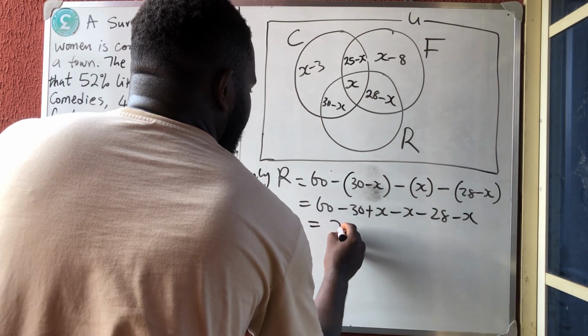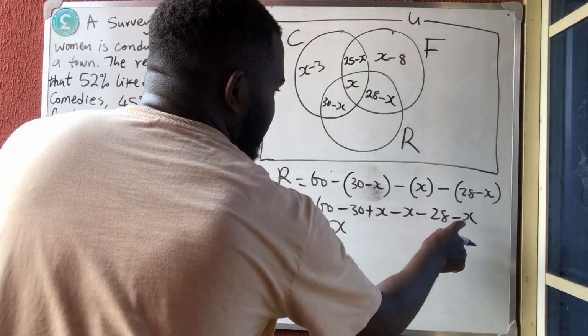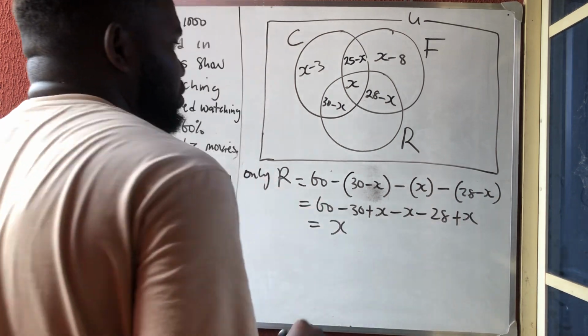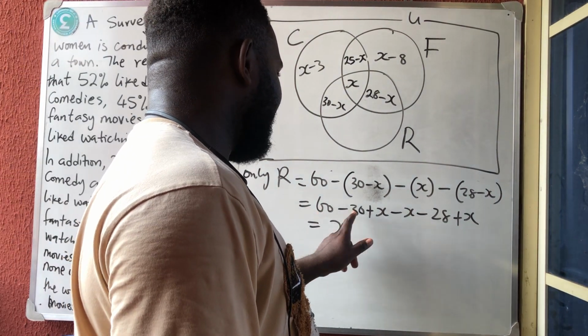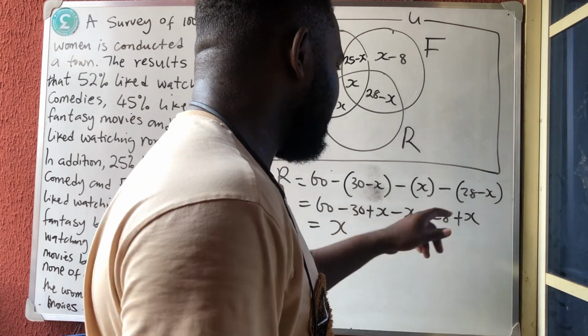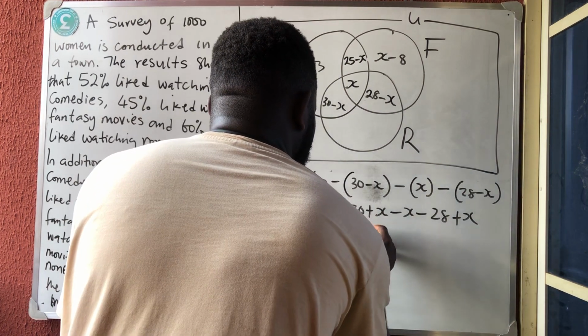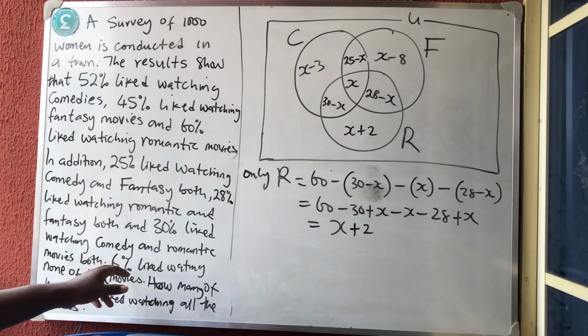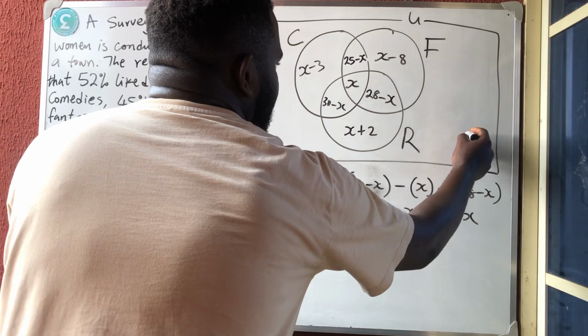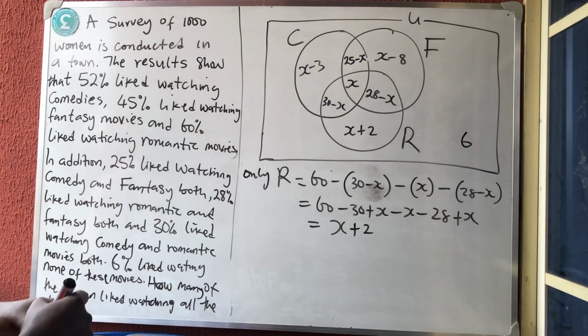So what do you have? Plus x here, because x minus x is 0. So what do we have now? We are having that 60 minus 30 is 30. 30 minus 28 is 2. So I'm having x plus 2. So here is x plus 2. Now they say that 6 don't like at all. So that 6 will be outside here. Okay? That 6 will be outside there.